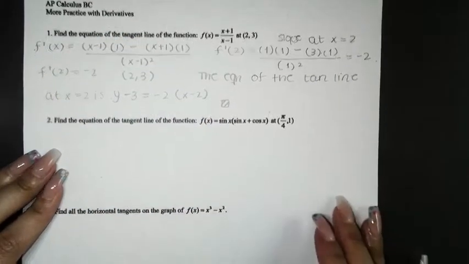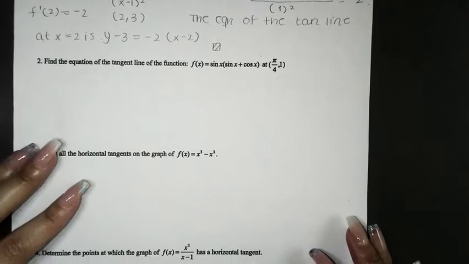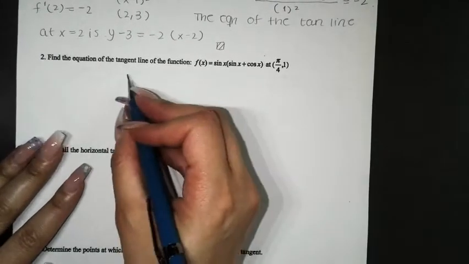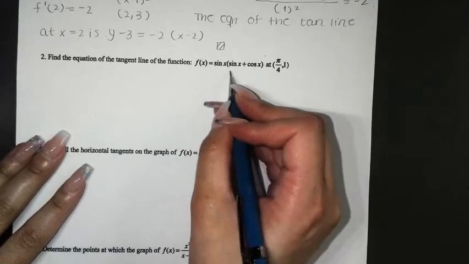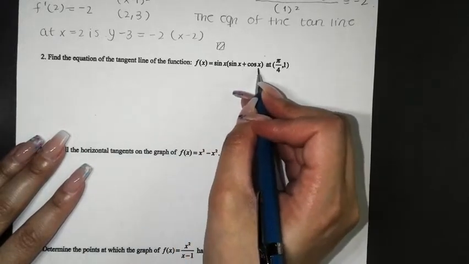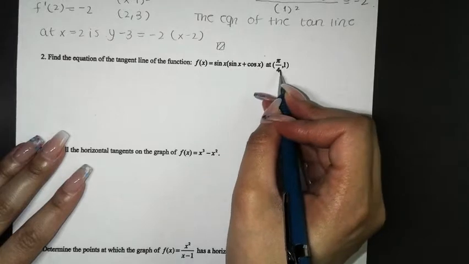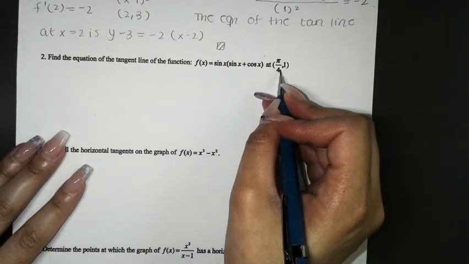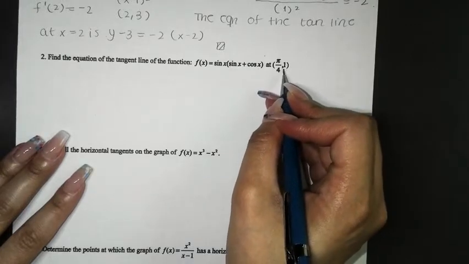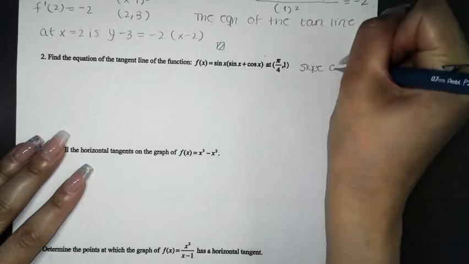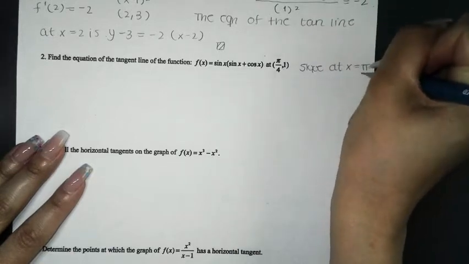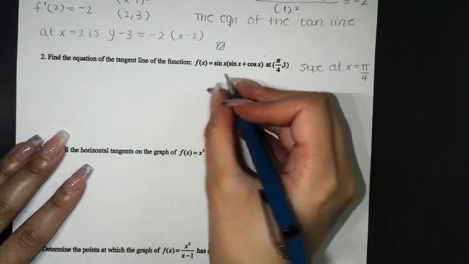Okay, so now let's move on to the next example that we have here. Find the equation of the tangent line of the function f of x is equal to sine of x times (sine of x plus cosine of x), and they are asking you for the point (pi over 4, 1). Okay, so what they want you to do is, again, the slope at what point? At x equals pi over 4. Okay, so what are you going to do?